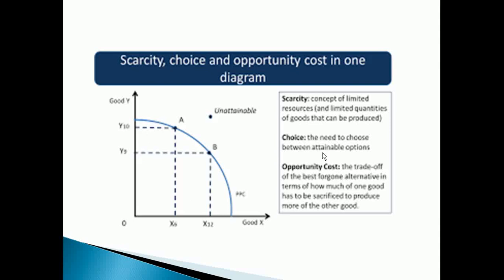Opportunity cost: there is a trade-off between good X and good Y. How much of one should we produce and how much of one should we sacrifice? From the graph, you can see that when Y10 was produced, X3 was produced. That means we have more of good Y, and less of good X produced.